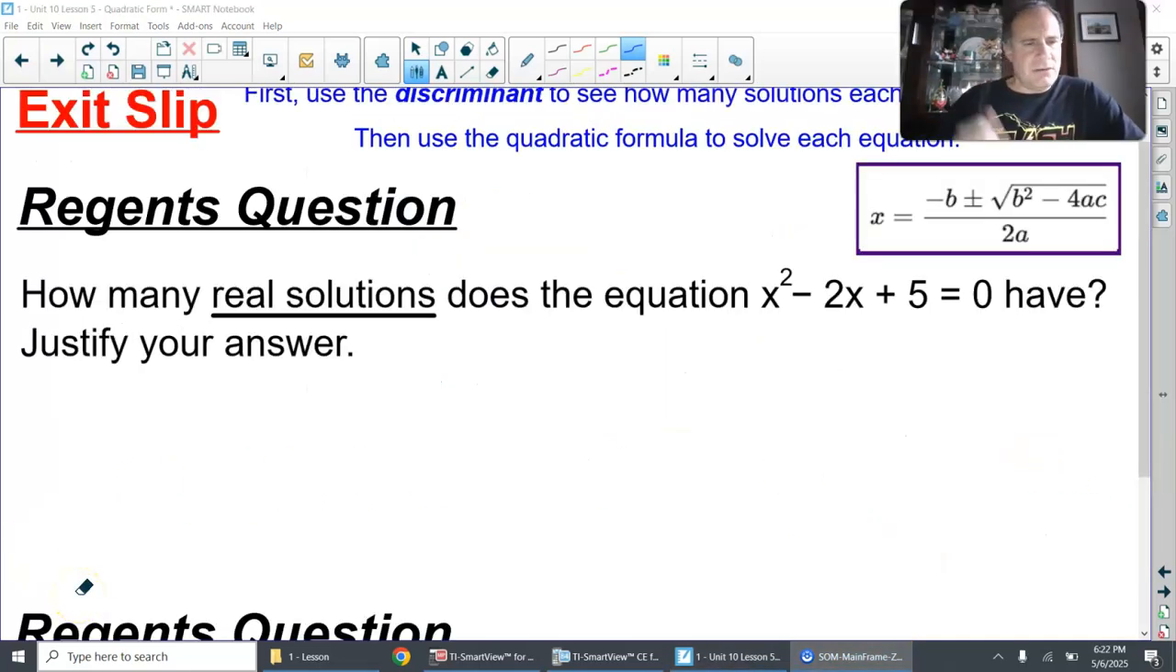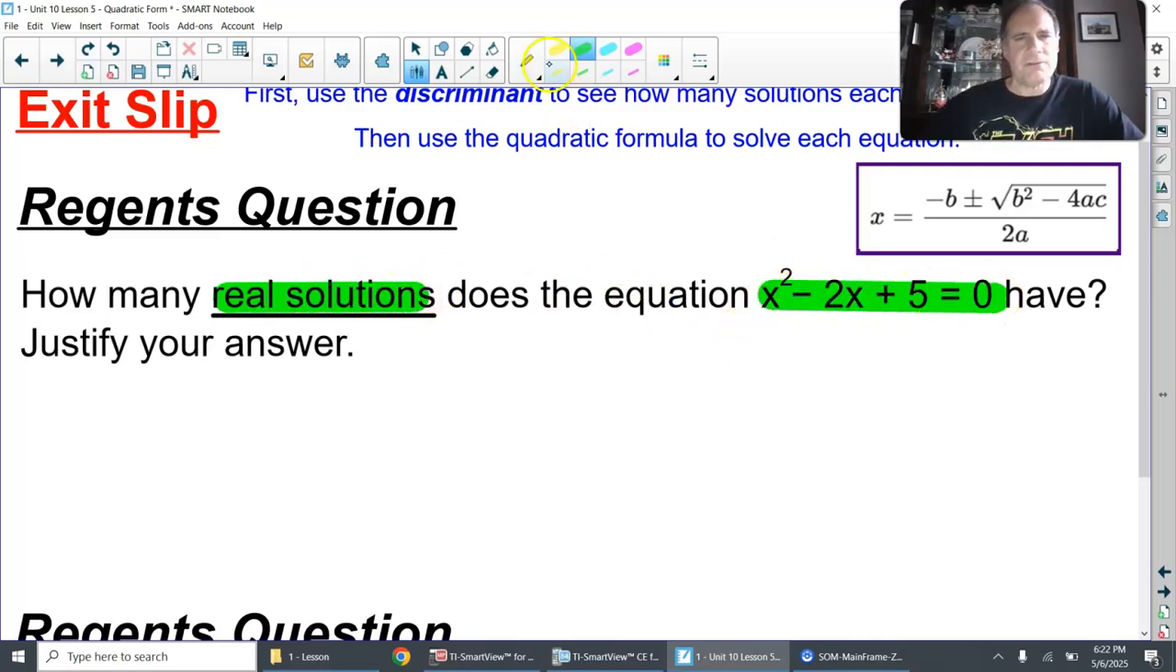Here is another exit slip. So how many real solutions does this equation have? So one way to find a real solution is to just use the discriminant. That is b squared minus 4ac. So if it is positive, you know there's two solutions. If it is 0, there's one solution. If it's negative, there's no solution.